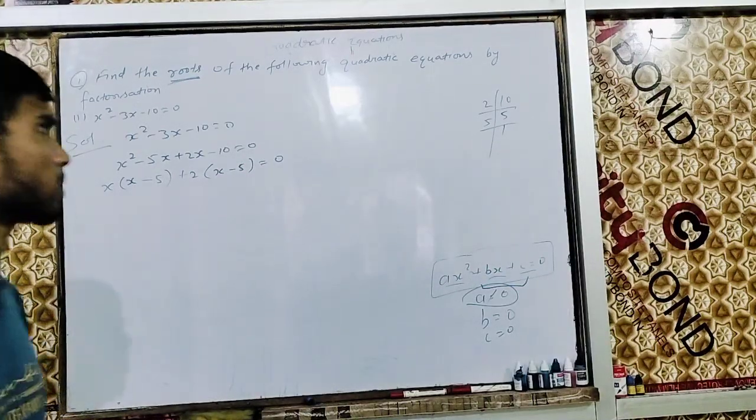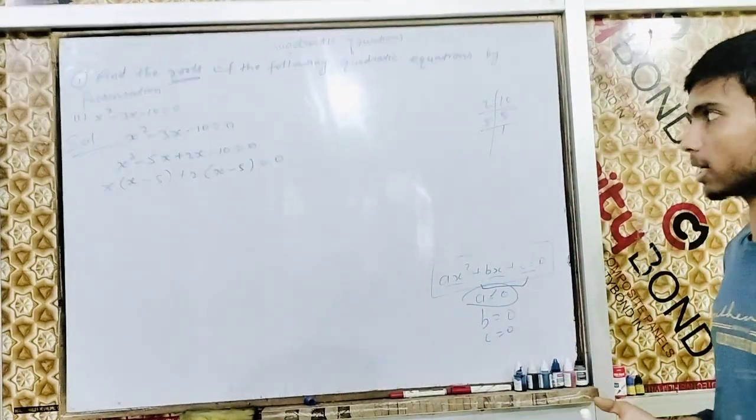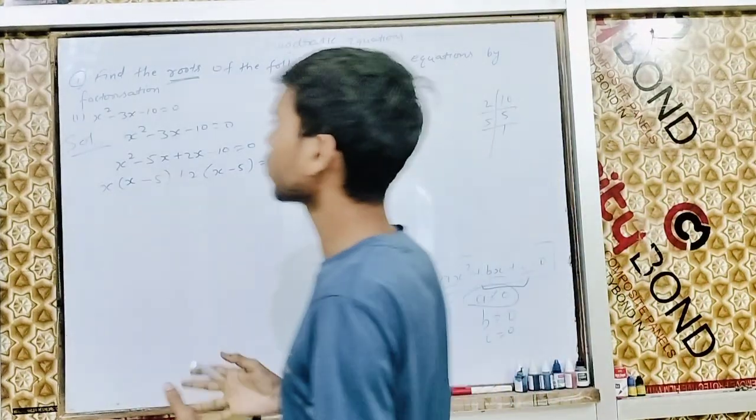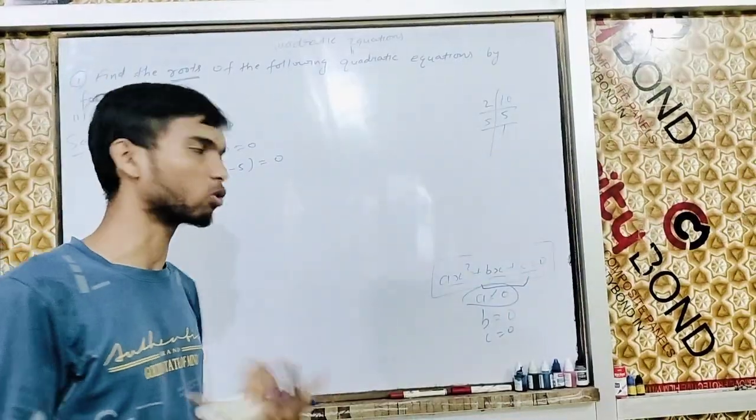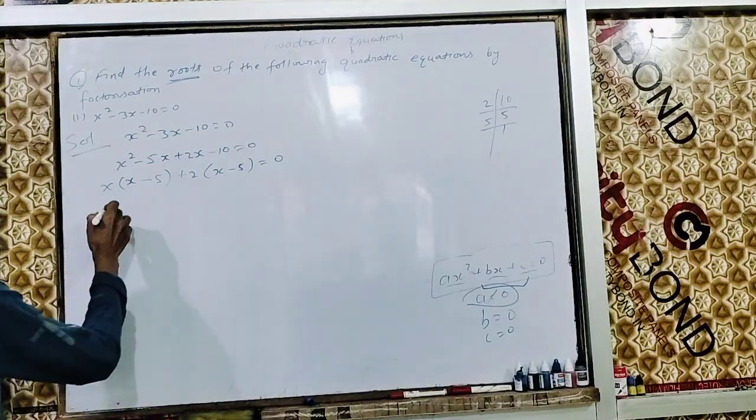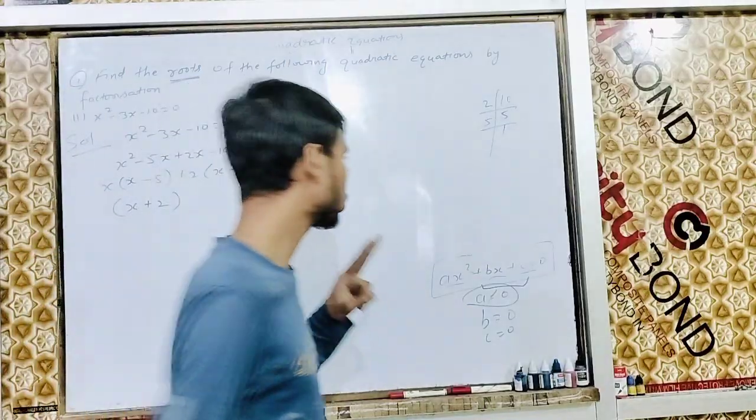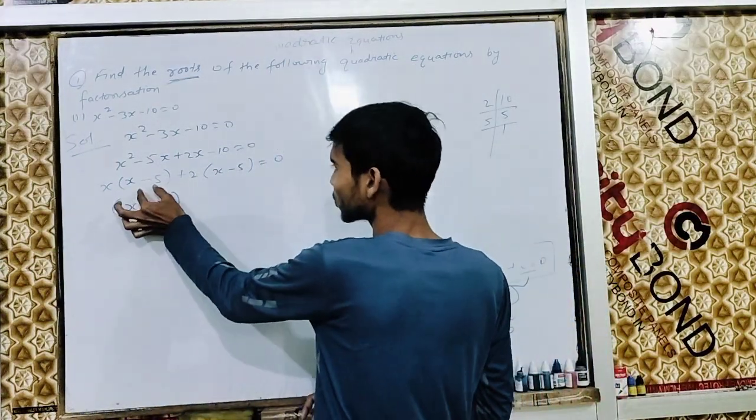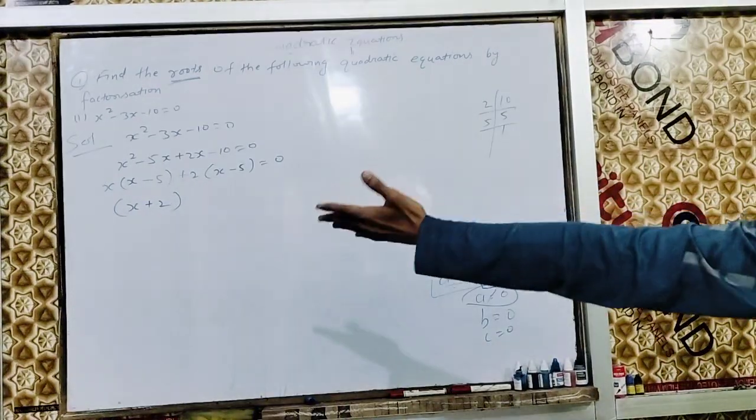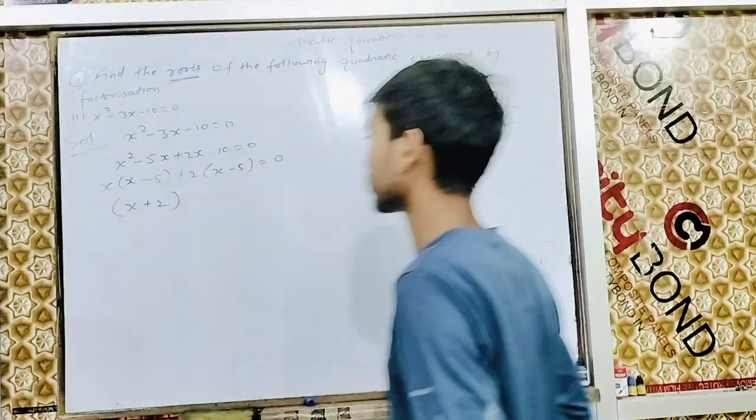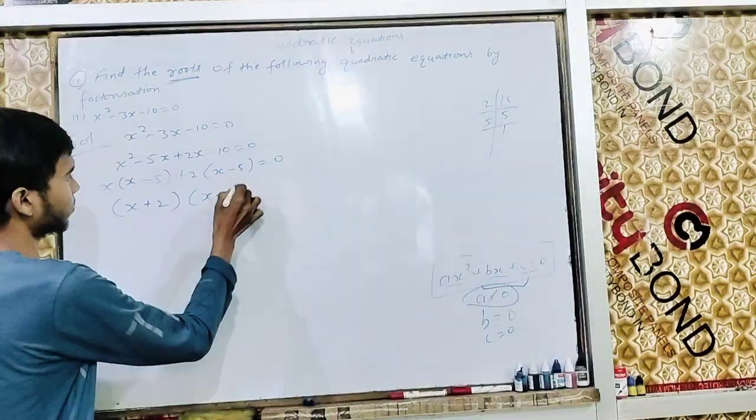Now, what to do next? Whatever terms are outside, just write all those terms in one bracket. For example, here x and plus 2, both are outside, and we will write these terms in one bracket. Look carefully. You have two terms here, and both are the same. Can we take both as common? Yes, because both are the same. So it can be written as 1 times x minus 5.